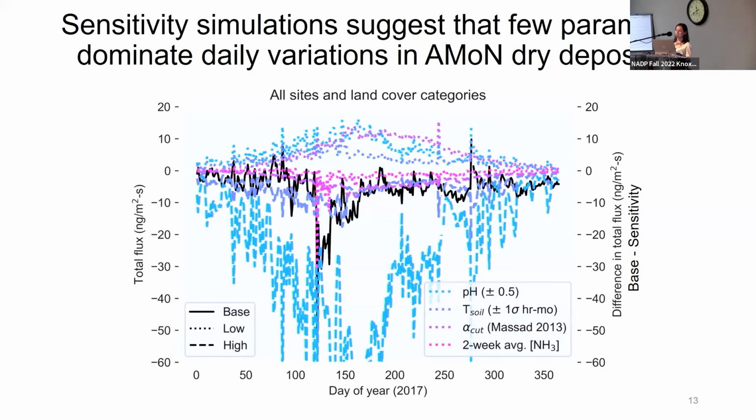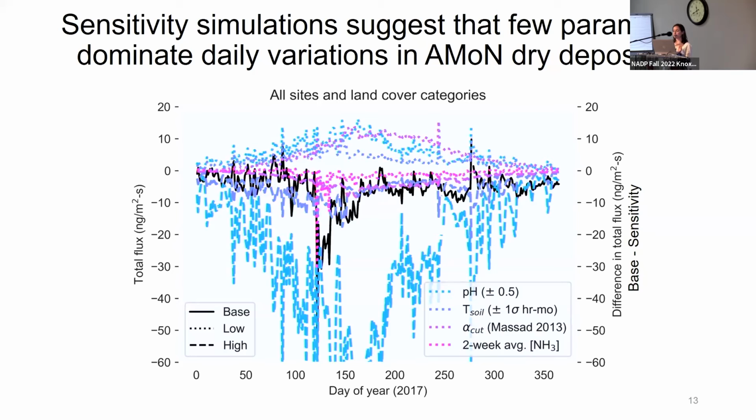Okay, and so here's the mess. But I've already taken off. We consider more variables than this, but I've just included here the three that we're finding so far are the most influential, which are soil pH, soil temperature, and this alpha cuticular empirical factor.